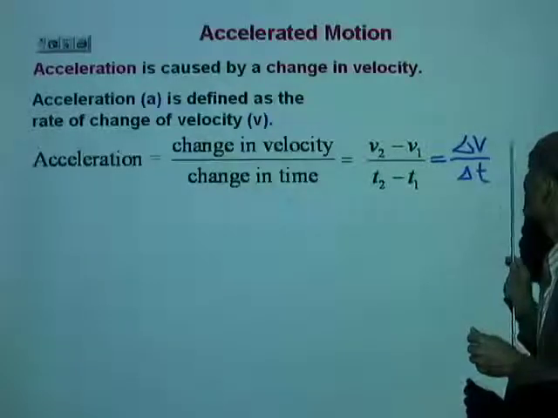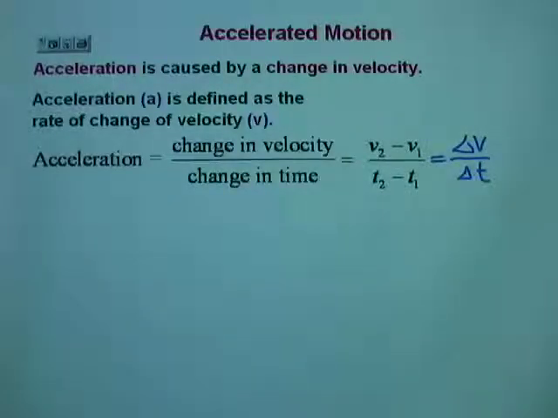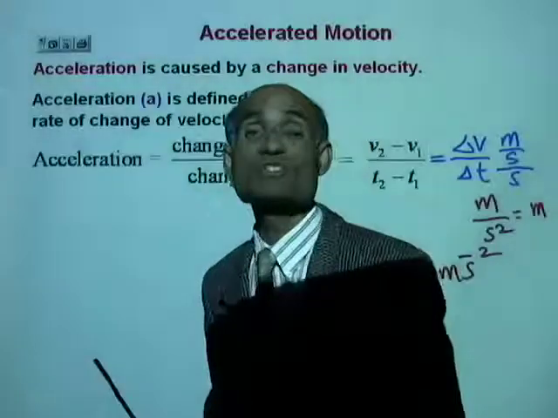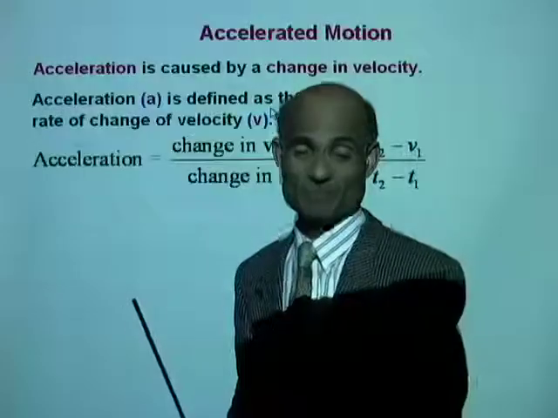And so what is the unit for acceleration? It will be meter per second divided by second. Is that right? What is meter per second divided by second? That will be meter per second squared. And we write it like this, meter per second squared. So acceleration is measured in meter per second squared. That is the unit of acceleration.